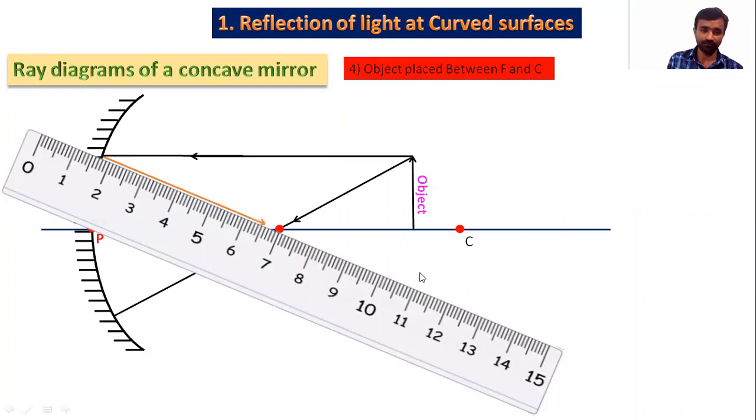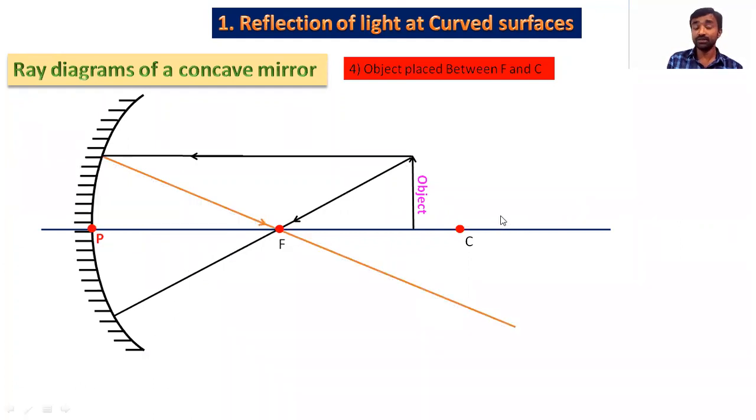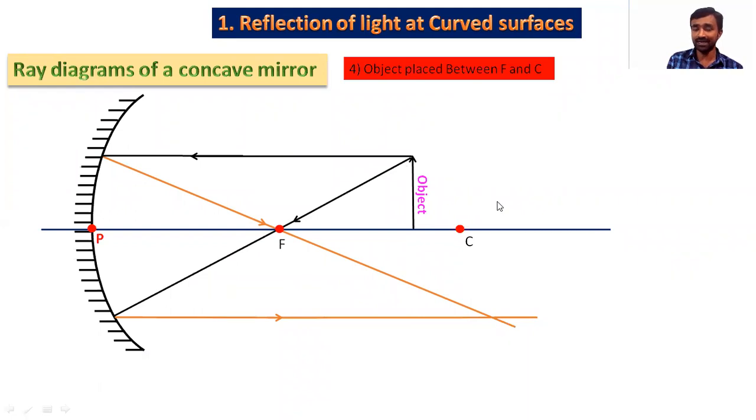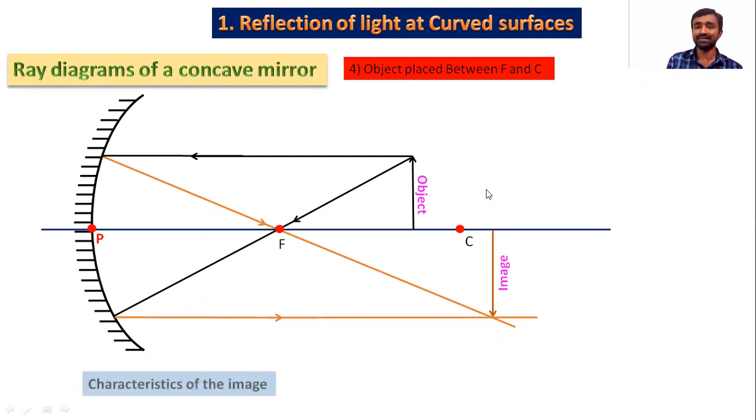Then construct the reflected rays. The parallel ray passes through the focus after reflection, so construct that reflected ray for R1. Then the second ray, passing through the focus, becomes parallel to the principal axis after reflection. So I got the converging point of the reflected light rays. From that point, I can draw a perpendicular onto the principal axis. This is the image for me.